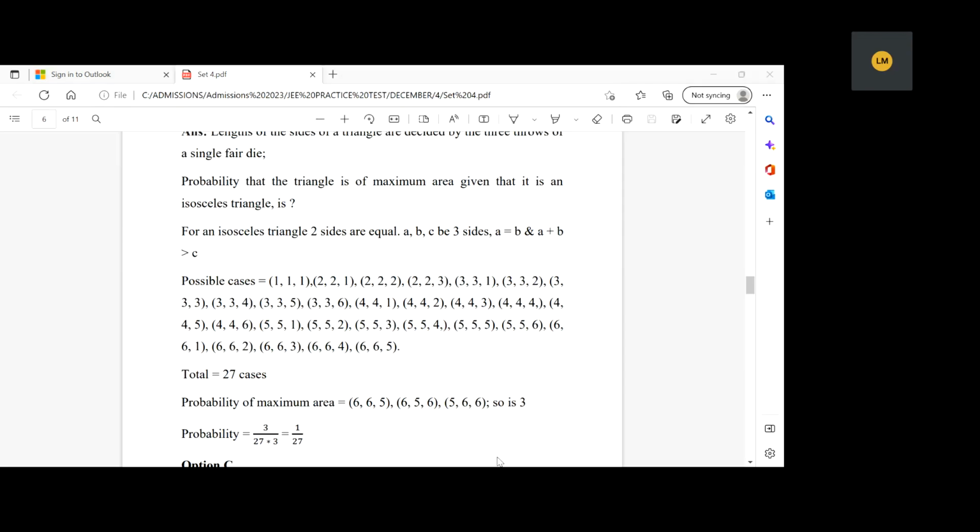I have seen a lot of students opting for 1 by 21 in this question. But you can think it's isosceles. Even if it's equilateral, it's satisfying something of the isosceles part. So I think a lot of students have typed the answer as 1 by 27 also.